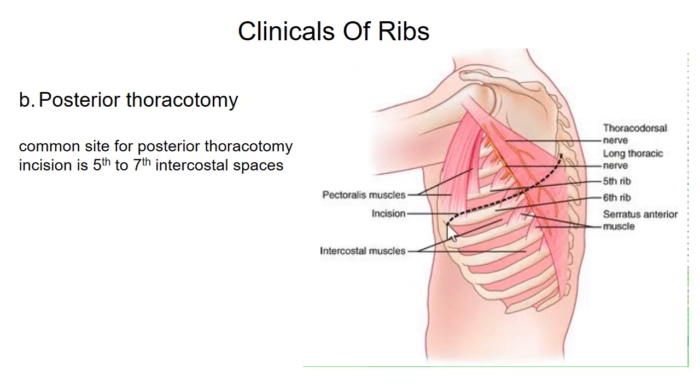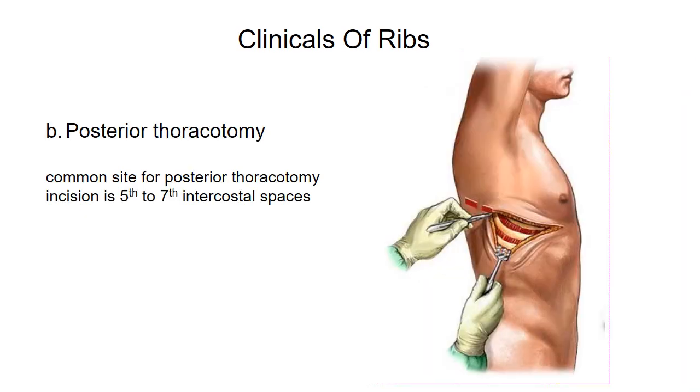Here is an image showing the incision line in case of the posterior thoracotomy. Here is another image showing the procedure of posterior thoracotomy. We ask the patient to lie on the contralateral side and the arm is fully abducted. Most commonly, rib retraction allows procedures to be performed through a single intercostal space.